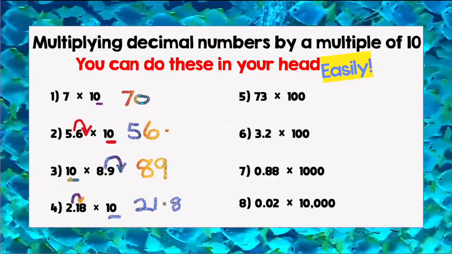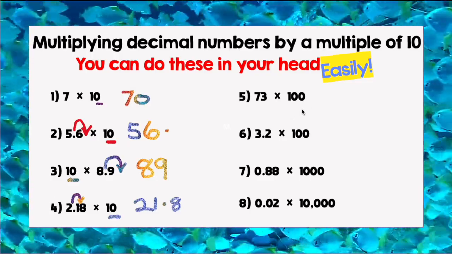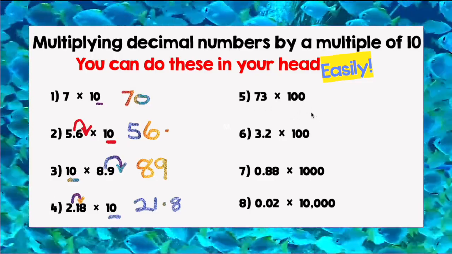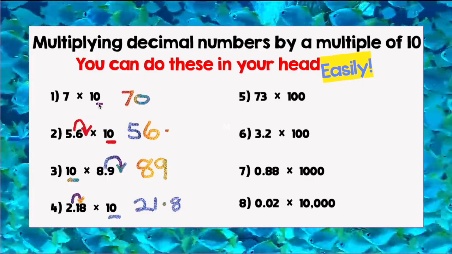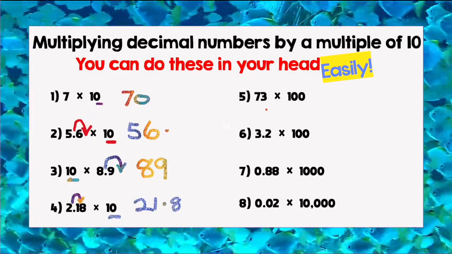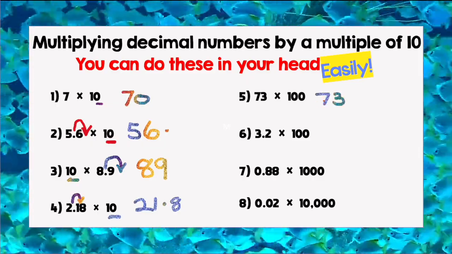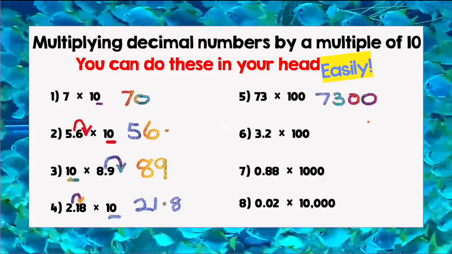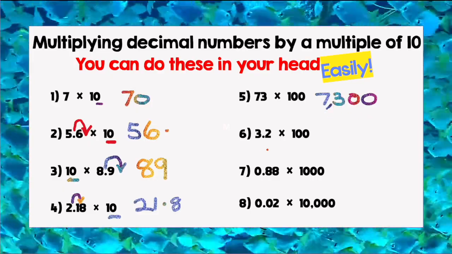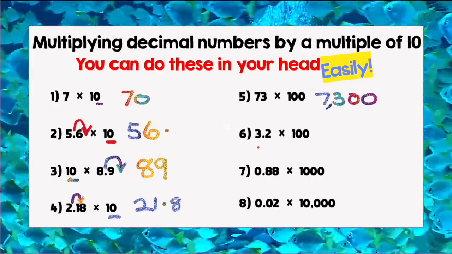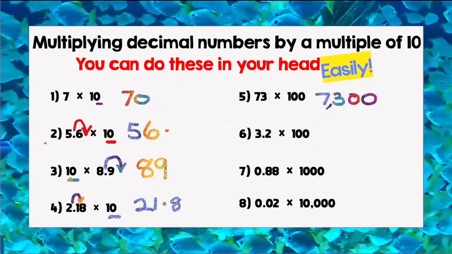In question 5, we now have 2 zeros, 73 times 100. This is not a decimal place, but this is just to remind you, similarly to question 1, where we had a whole number. Here we would have 73 times 1, and adding the 2 zeros, so you would get 7,300.